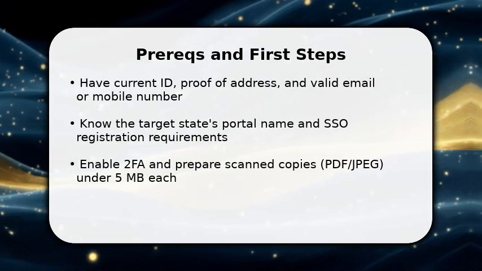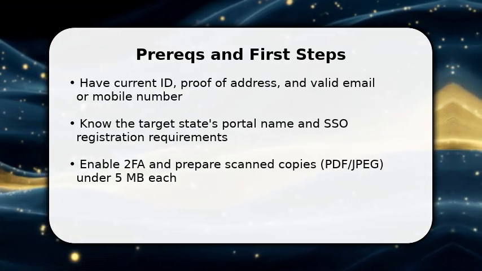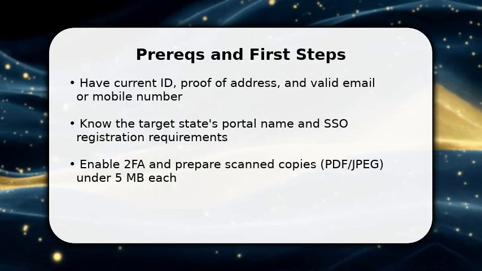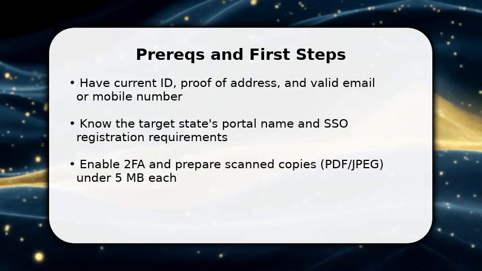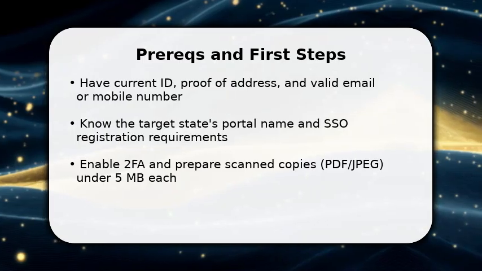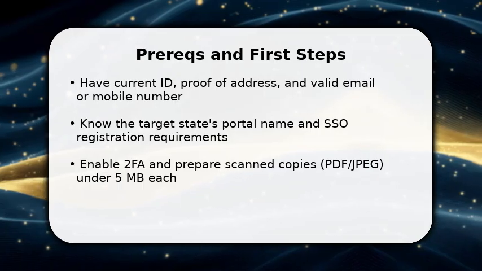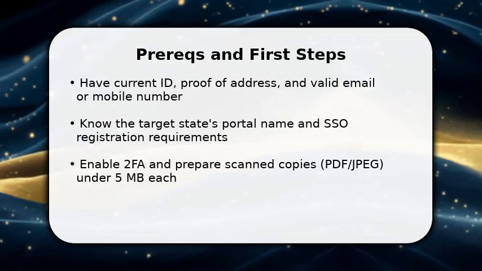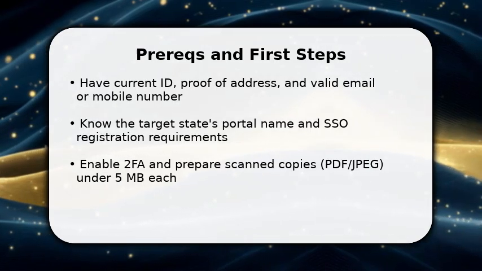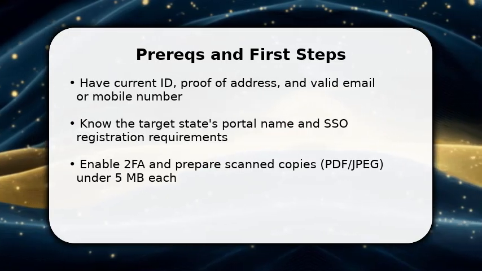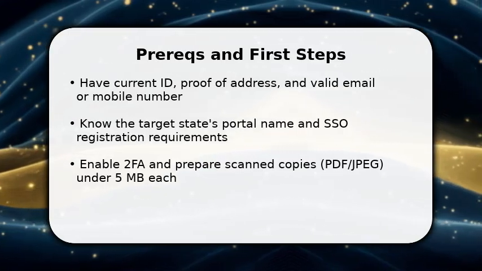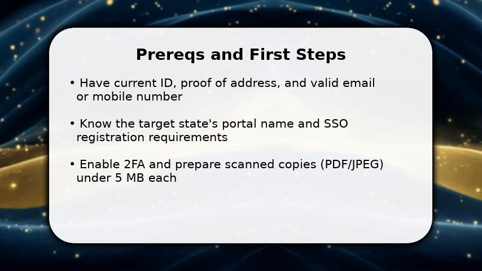You begin by confirming prerequisites: valid ID, current address proof, and an email or mobile you control. Once done, navigate to the target state's official SSO portal and choose Register for a new SSO ID. You must enter name exactly as on ID. This avoids verification mismatches. Make sure 2FA is enabled and upload scanned documents in accepted formats. Doing this now prevents delays later when the verification system cross-checks records.